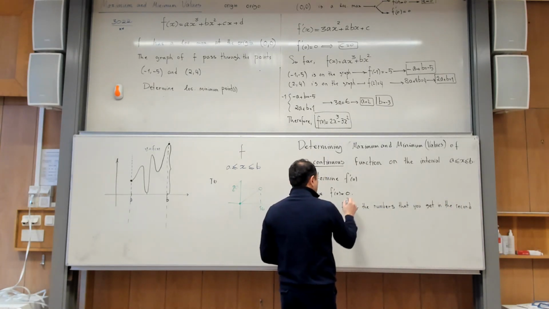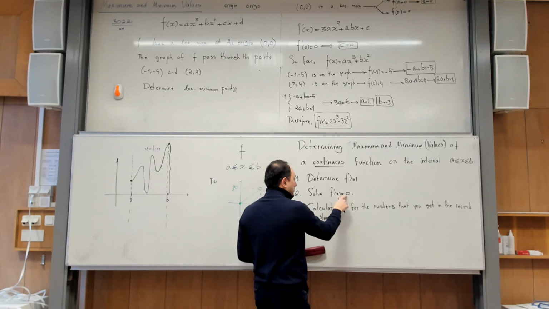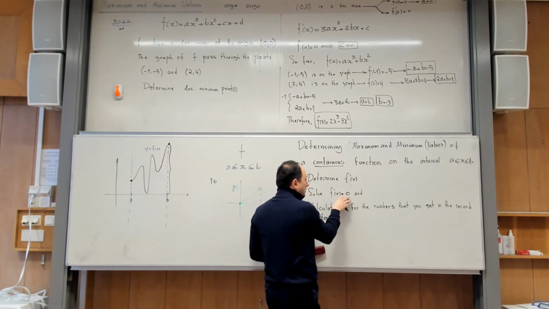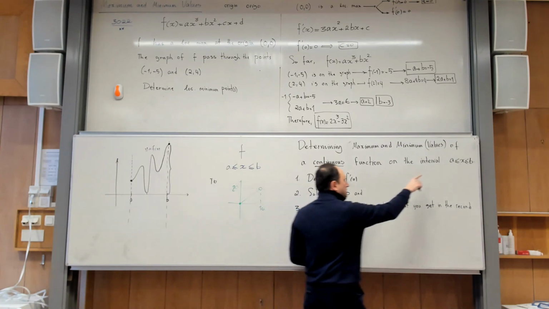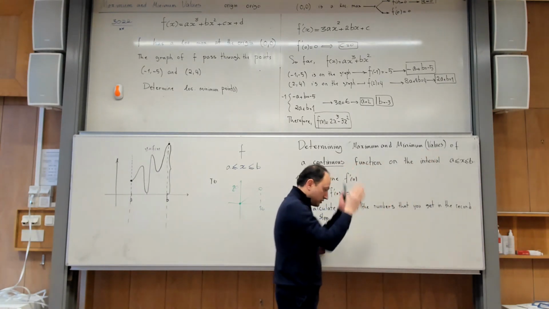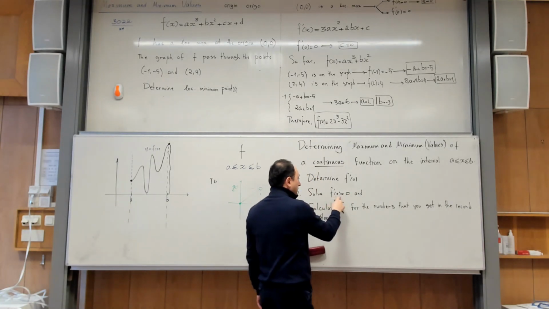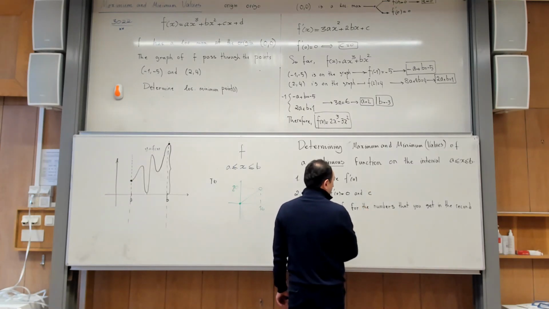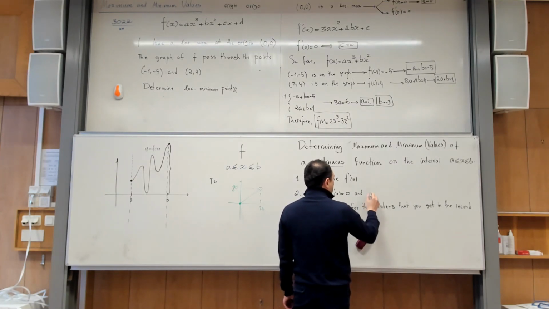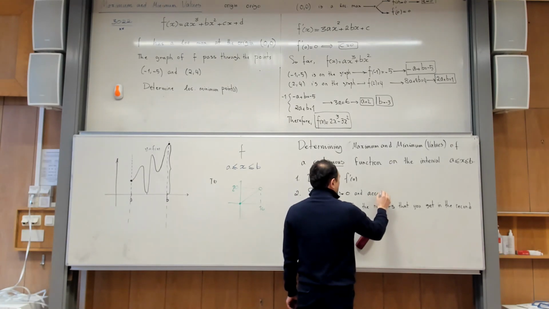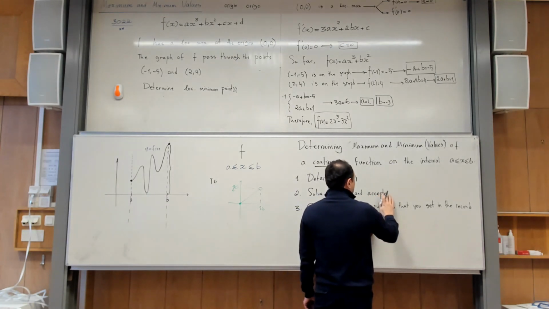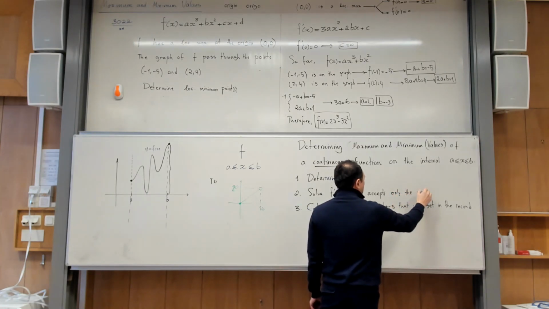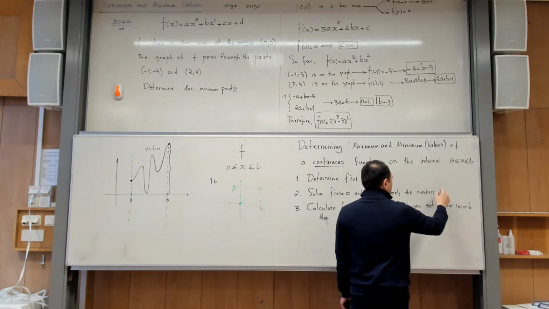I was a little bit careless here. Solve f prime of x equals 0, because when you solve this one, you might get some numbers which are not in this interval. I don't care, because I just concentrate on that interval. Solve f prime of x equals 0 and accept only the numbers included in the interval.